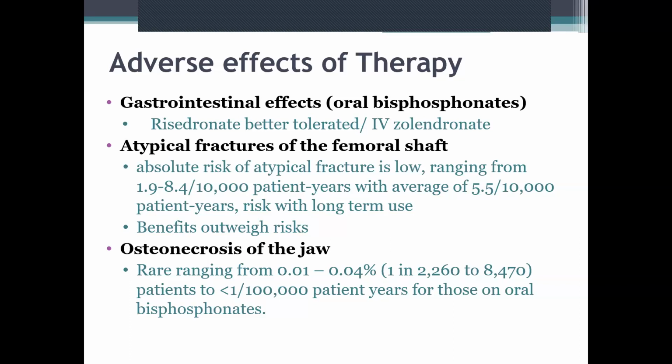So if they are on denosumab, again, what we do is we will time it, and if they require a dental procedure, we time the denosumab injection to be done after the dental procedure. So with the 6 monthly injection, you might want to delay the denosumab until after the procedure is completed.